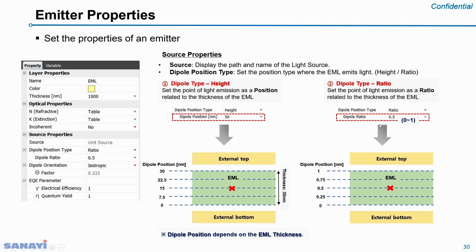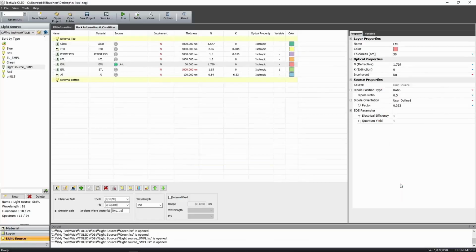With a similar concept, when the ratio is selected, the point at which light emission occurs can be set within the range from 0 to 1. For example, 0 means that light emission occurs at the bottom of the layer, and 1 means that the light emission occurs at the top. In this case, I will just use the default setting.